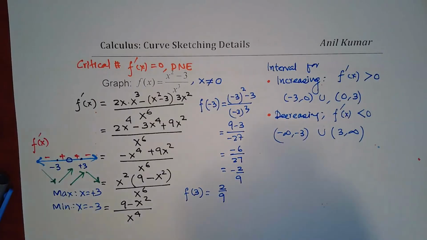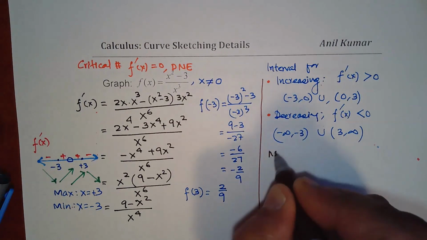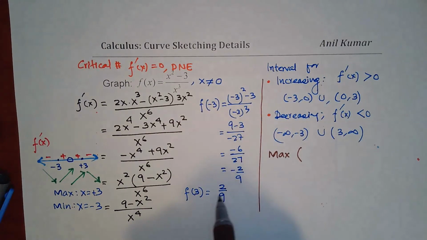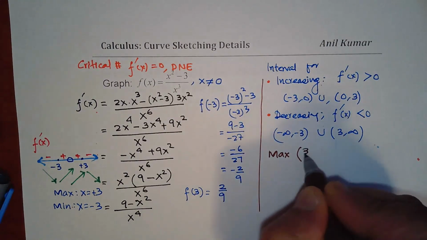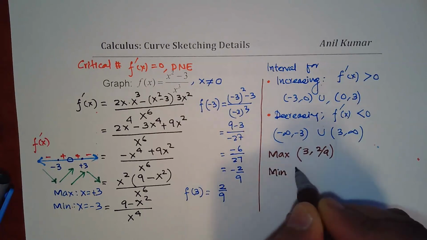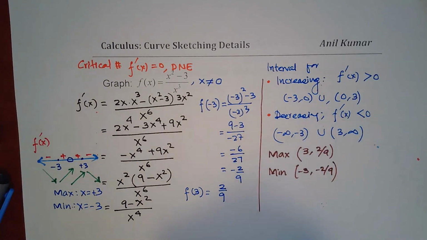Okay. So let me write down here. We go increasing, decreasing, and now let me also mention the maximum value is at 3, 2 over 9, and the minimum is at -3, minus 2 over 9. Correct. So these are the values which we got from the first derivative. Now, let us analyze the second derivative.